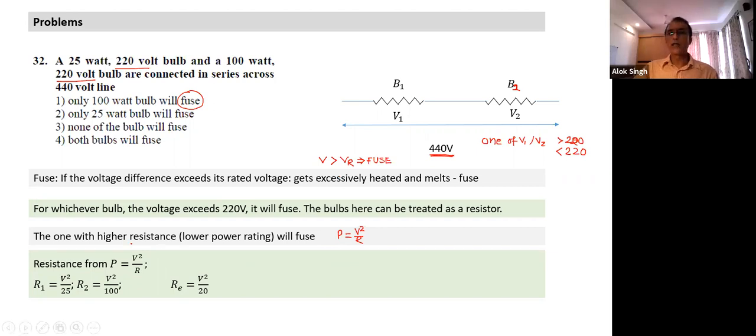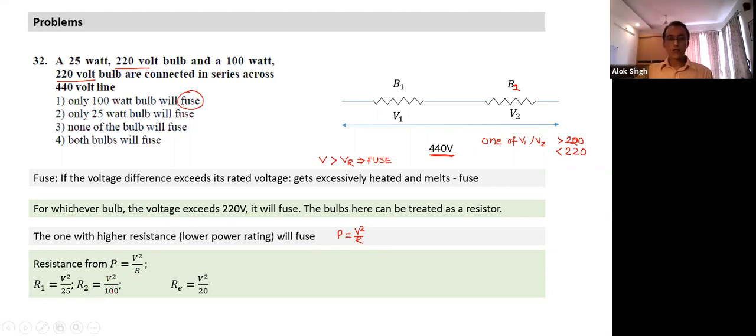Otherwise, as Shashi was saying, we'll calculate the resistance. What is the resistance of the first one? R1 is equal to V square by 25, where V is equal to 220. Similarly, for the second one, R is equal to V square by P, so R2 is equal to V square by 100.